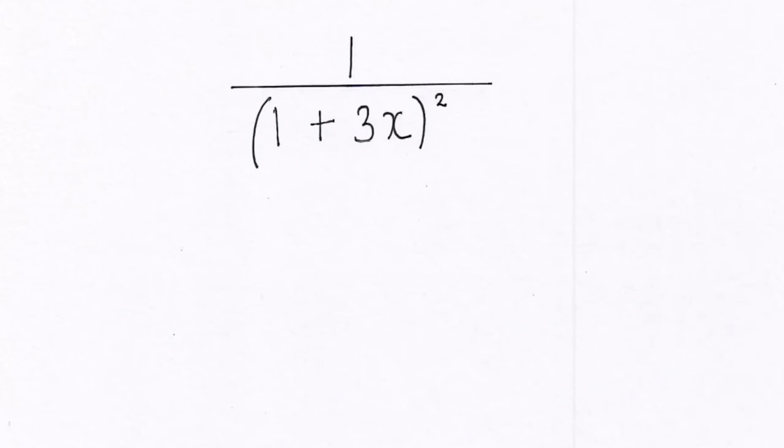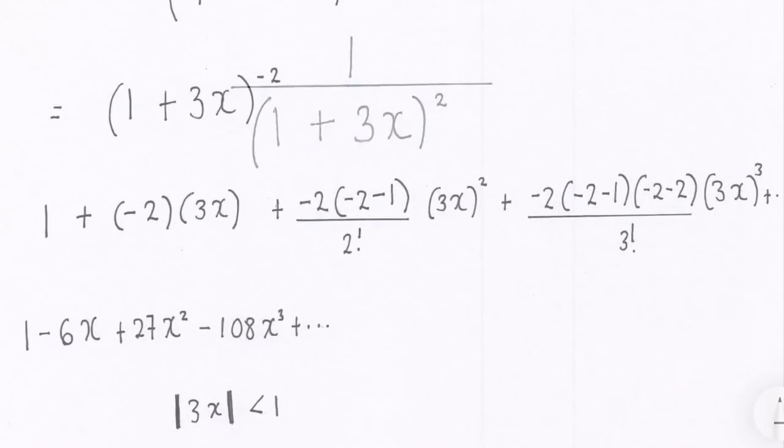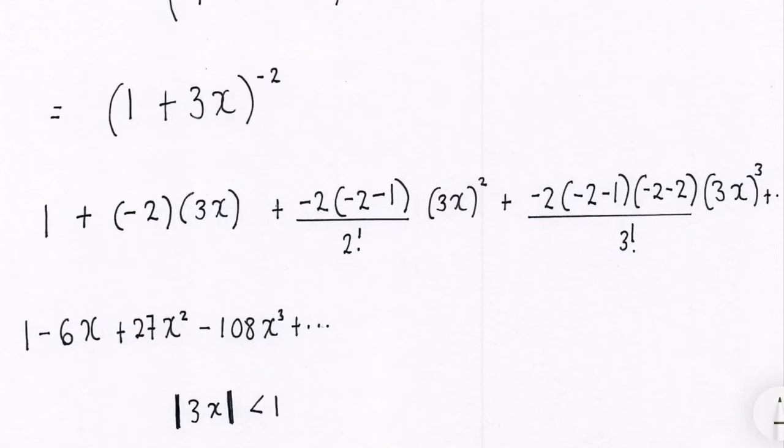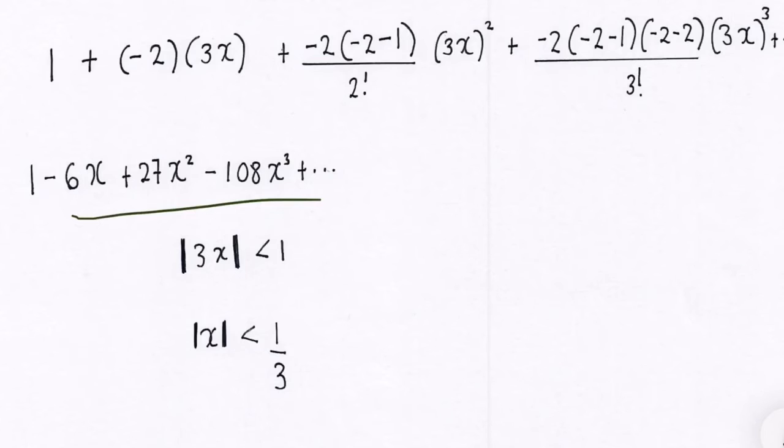So let's try and expand this and find the first 4 terms in ascending power of x. We can rewrite it as 1 plus 3x to the power negative 2 and use our formula. Sub in negative 2 for n and 3x for x. Simplify to get this result. To find the range of values of x for which the expansion is valid, we need to get x alone. Remember that we subbed in 3x for x, so we need to calculate the range.